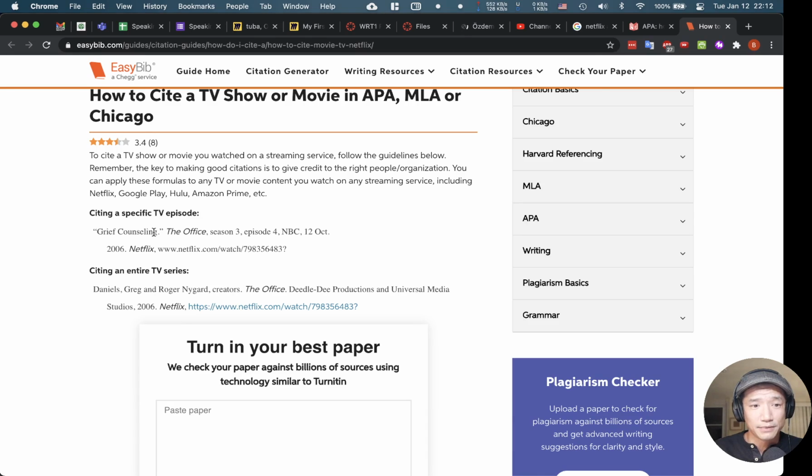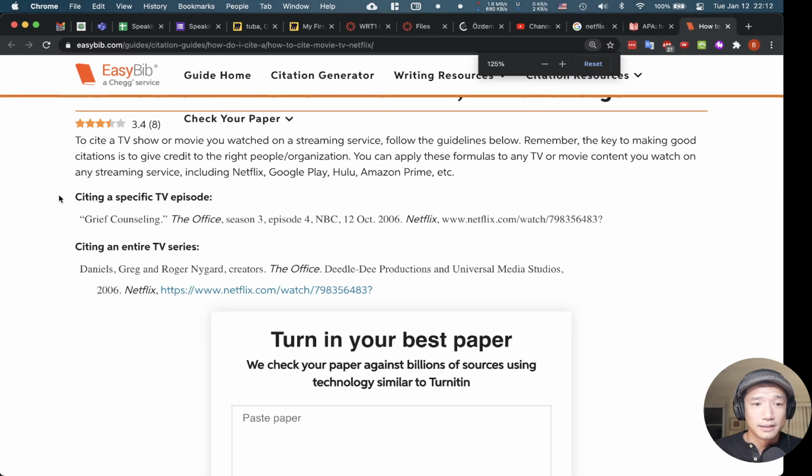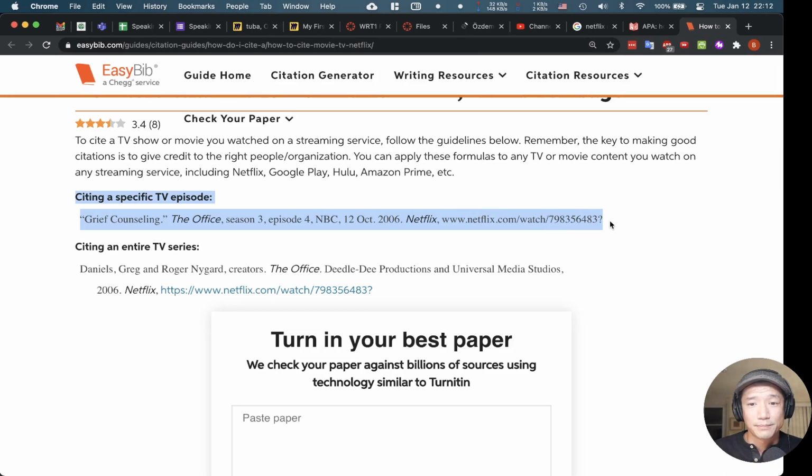If you're doing a specific episode from Netflix, use this. So the episode's name in quotation marks. So if it's an Explained episode, so "The World's Water Crisis" in quotations, not parentheses. The series' name, The Office. You can put the season, the episode if you'd like. You don't have to. And then the last thing that you need to do is just put Netflix and then the link to that episode.